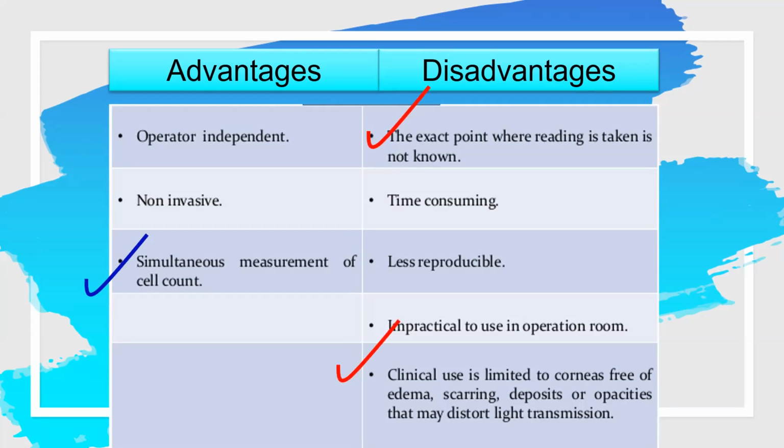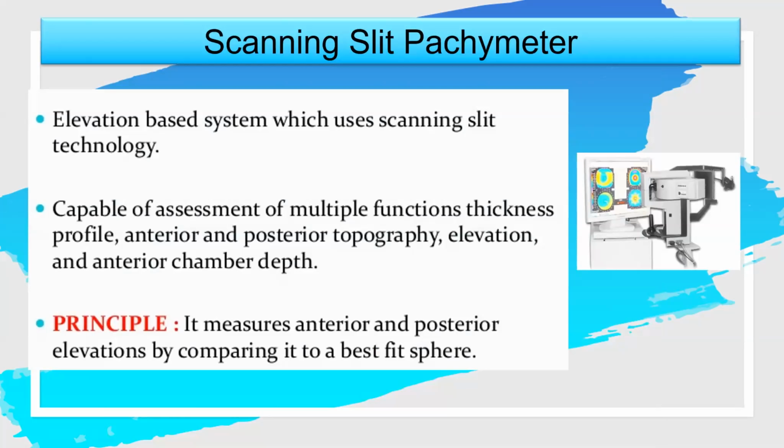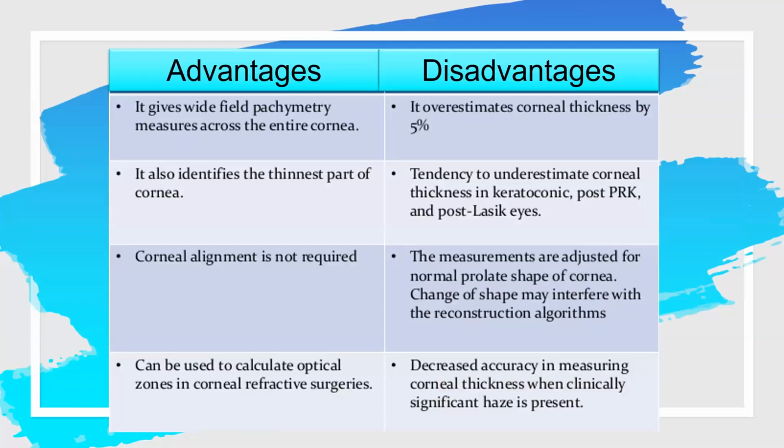Now coming to the scanning slit pachymeter, or the Orbscan, which is an elevation-based system which uses scanning slit technology. It takes multiple sections of your cornea, and not just corneal thickness, it gives you anterior elevation and posterior topography, along with anterior chamber depth. This device is very good in a way that it also measures corneal thickness, and it can give you variation in both the anterior and posterior corneal surfaces. Importantly, it gives you 9-point pachymetry.